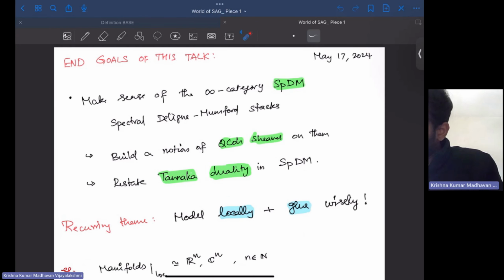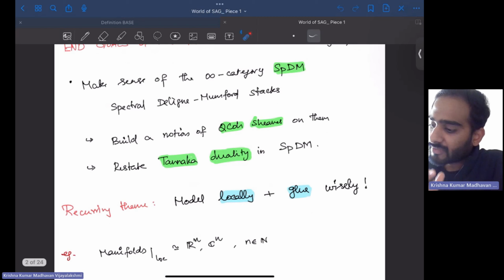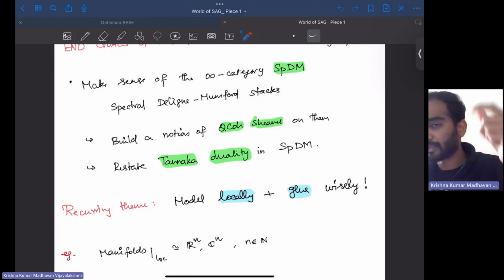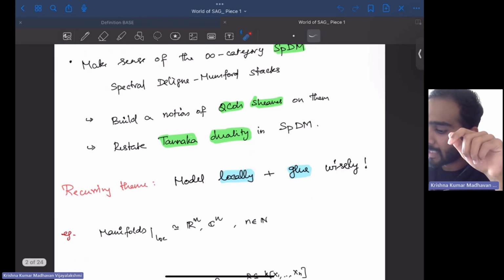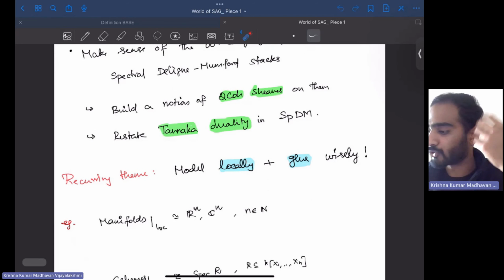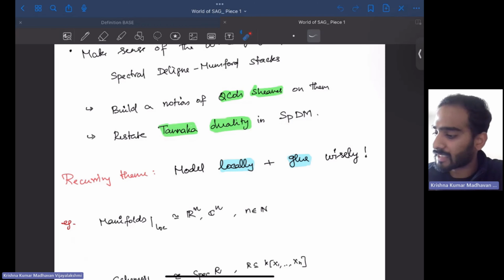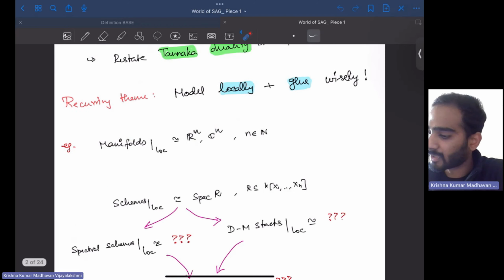Okay, so what are the end goals of this talk? We have to make sense of this infinity category, which is called the spectral Deligne-Mumford stacks, right? And you have to build the notion of quasi-coherent sheaves on this kind of category. And then as an important theme, we have to restate the Tannaka duality in an algebro-geometric sense that finds a place in this category that we are about to construct, right?